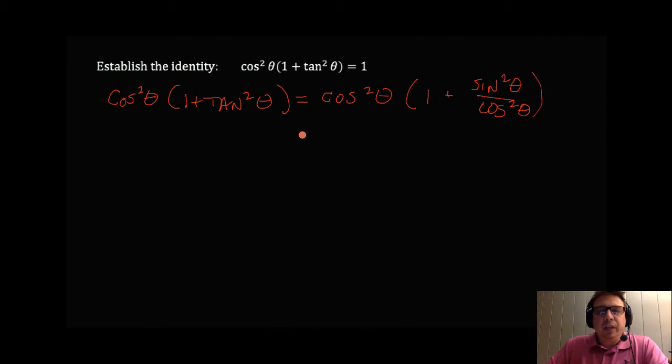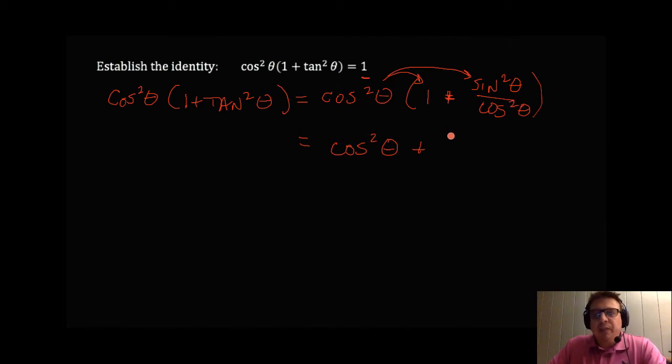And then what I'm going to end up doing is just use my normal properties. And what we're really doing is just simplifying expressions to see if I can get them to turn out to what I'm looking for. So I'm going to distribute this cosine squared theta to each one. And when I do that, cosine squared theta times 1 is cosine squared theta. Plus, then when I distribute here, I'm going to get sine squared theta.